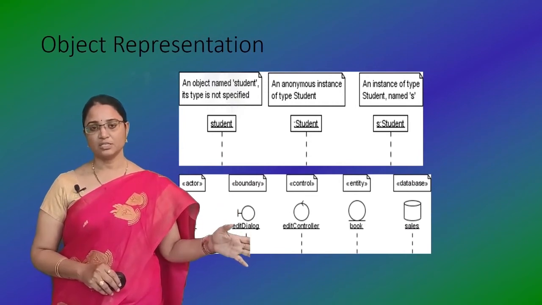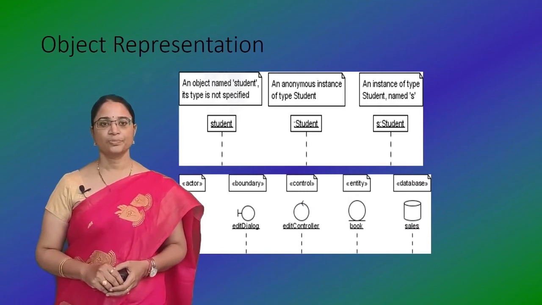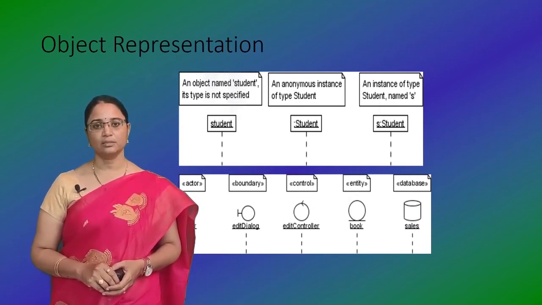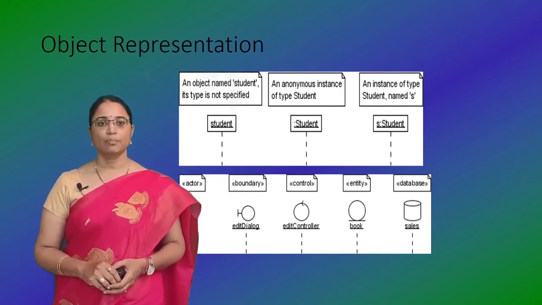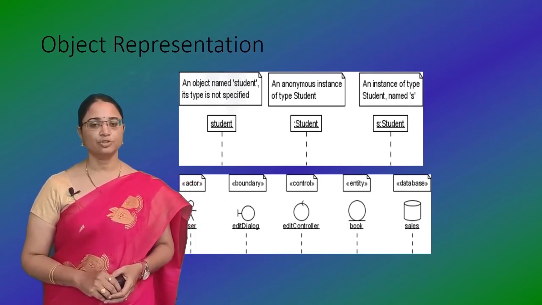Whatever you have represented in the sequence diagram, the same will be represented in the collaboration or communication diagram also. As with any UML element, we can add a stereotype to the target. Some often used stereotypes for the objects are actors, boundary, control, entity, and databases. These are some of the different types of objects.